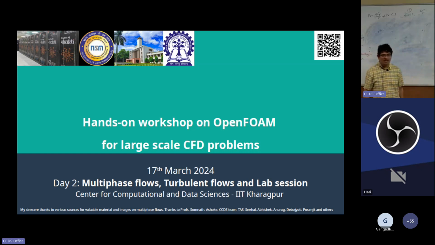So the first part of multi-phase flows I will cover. In the afternoon session, a little turbulence simulations will be done by one of our TAs, Dr. Abhishek. A couple more examples will be done by our Dr. Anurag and Dr. Snehal. And after that, again, I will continue. That's the plan. Let us see how far we can really go with these multi-phase flows and what solvers are at least available in OpenFOAM.